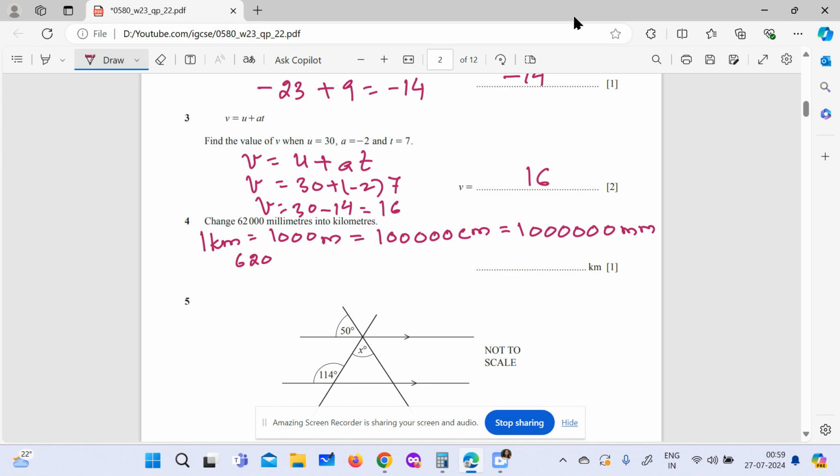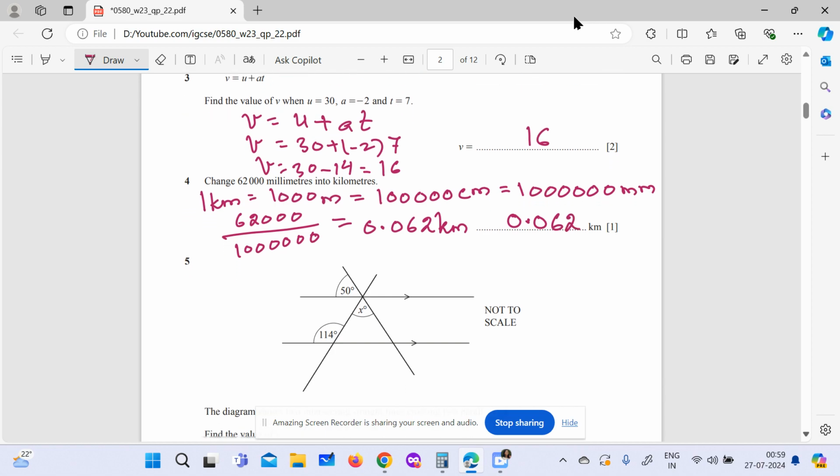So 62,000 over 1 million gives you 0.062 kilometers. So we can write this as 0.062 kilometers. Next.